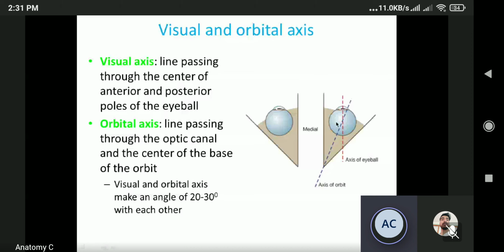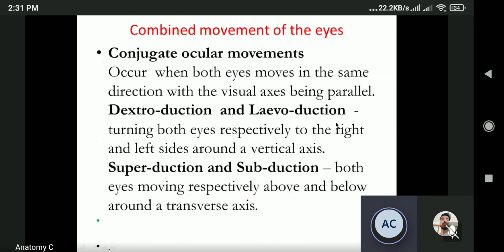So this conjugate ocular movement is when both eyes move in the same direction with the visual axis being parallel. The visual axis is the line connecting the anterior and posterior pole. So if it is parallel to it, it is called conjugate ocular movement.